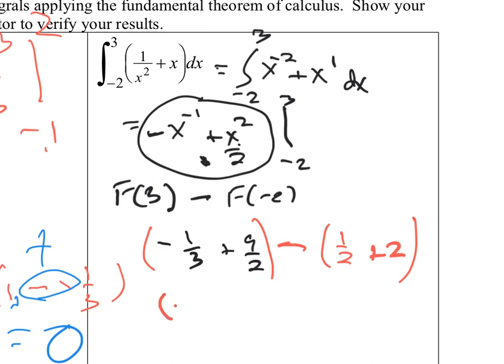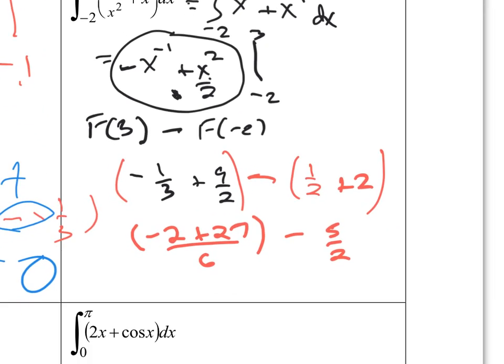I'm going to write this as a -2 plus a 27 all over 6. Remember that trick we did in the old days? Minus, I know what a half plus 2 is. That's 2 1/2, which is 5 halves. -2 plus 27 is 25 over 6. I may as well make this into 15 over 6. That way I can, without a calculator, know that the answer is 10 over 6, and when I reduce it, 5/3.